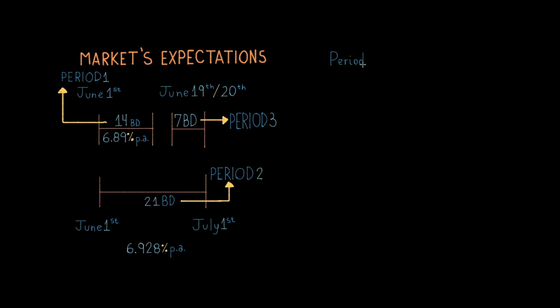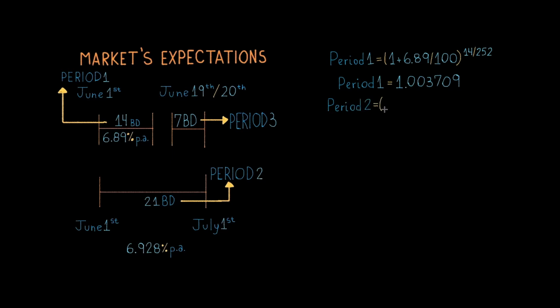The Period 1 factor will be 1 plus the DI rate in the period, 6.89 divided by 100, raised to 14 over 252, resulting in the factor 1.003709. The same must be done for Period 2, DI 21 business days, BD. The factor for Period 2 is 1.005598.